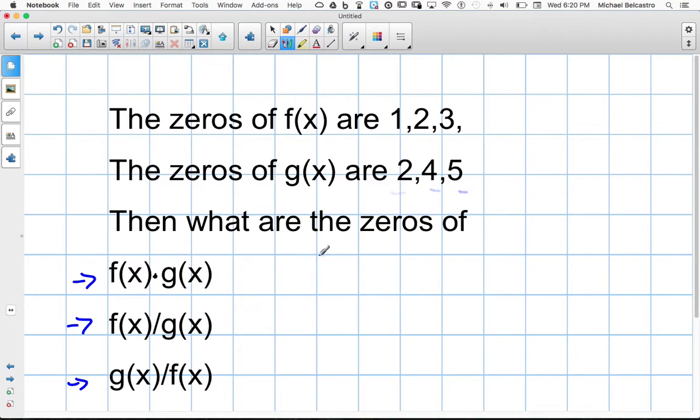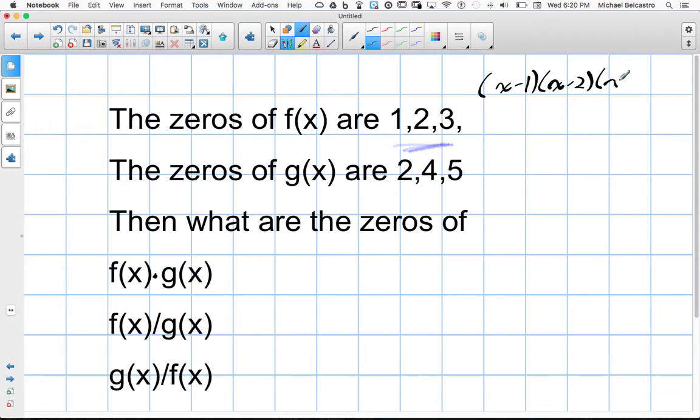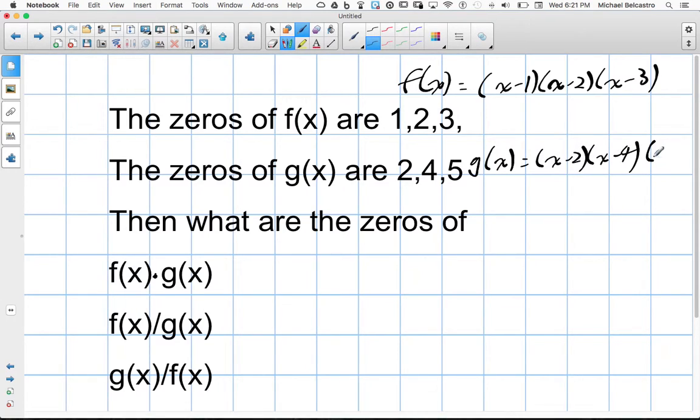Well, this is all very vague, and this is a nice way to write it because it's very simplistic, but how would I actually write this function? Well, I know a little bit about polynomials, so I could write this function as x minus 1, x minus 2, and x minus 3, right? And that means f at x is equal to that. G at x is equal to a very similar x minus 2, x minus 4, and x minus 5, right?